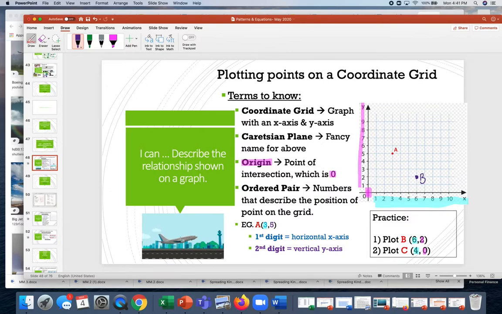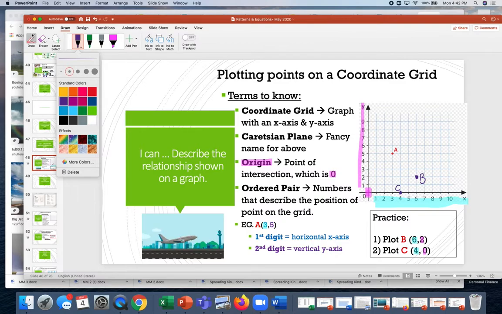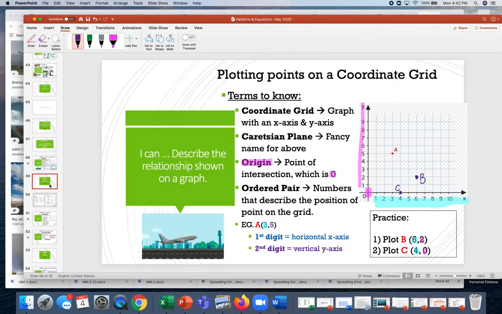So I know it is 4 on the horizontal axis. So I go across 1, 2, 3, 4. Ooh, 0. Okay, well that means my plane didn't take off. I am grounded. I did not move at all vertically. So there we go, C. Okay, very good. So that is, believe it or not, the only part of our lesson for today.